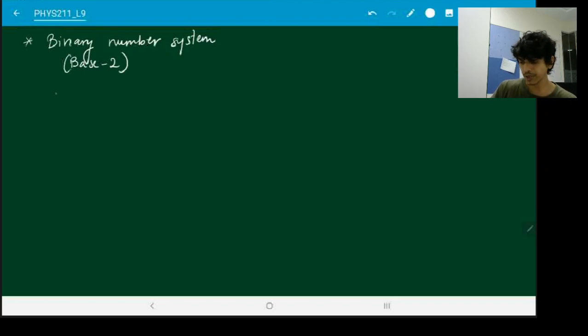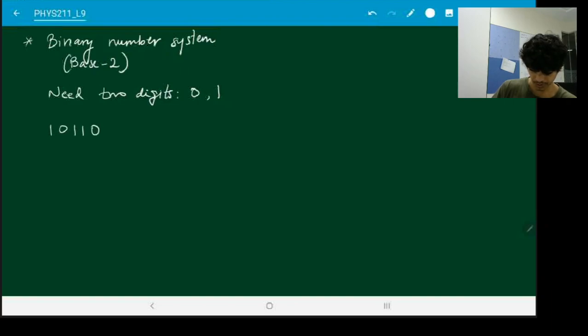So now I'm going to need 2 digits, and these 2 digits are 0 and 1. And now any number I can express in terms of these 2 digits in powers of 2. So for example, if I write the number 10110, and now I'm going to put a little 2 subscript to denote that I don't mean 10,110, I mean the number 10110 in base 2.